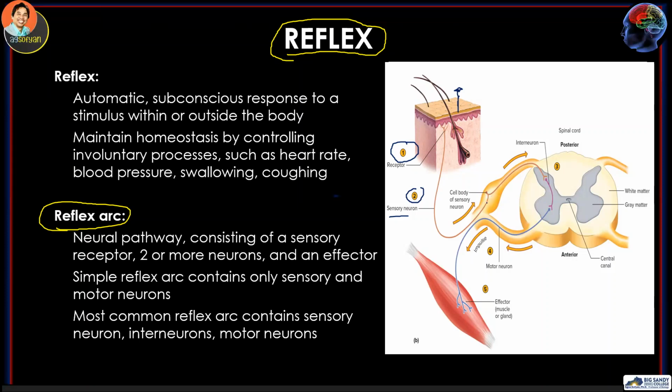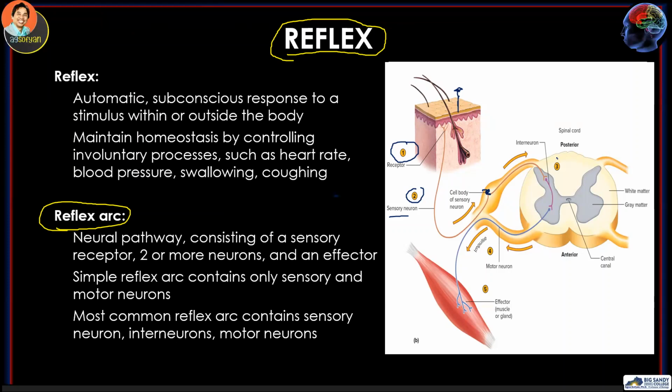It carries that information into the spinal cord. Just for your information, the sensory neuron cell body is actually located outside the spinal cord, in the area called the dorsal root or posterior root. So this is the cell body of the sensory neuron, carrying the pain information, for example, to the spinal cord. Of course, it will have a connection with the interneuron in the gray matter.